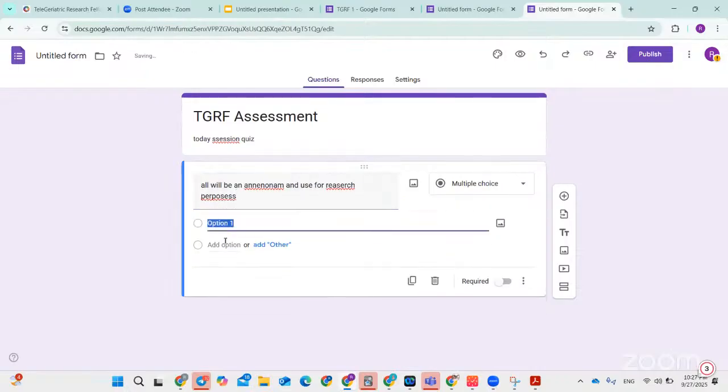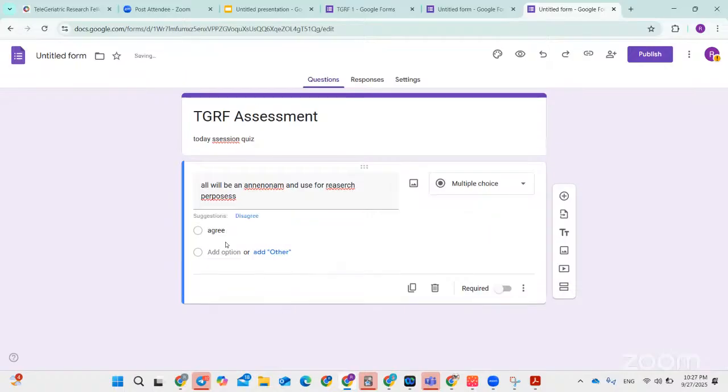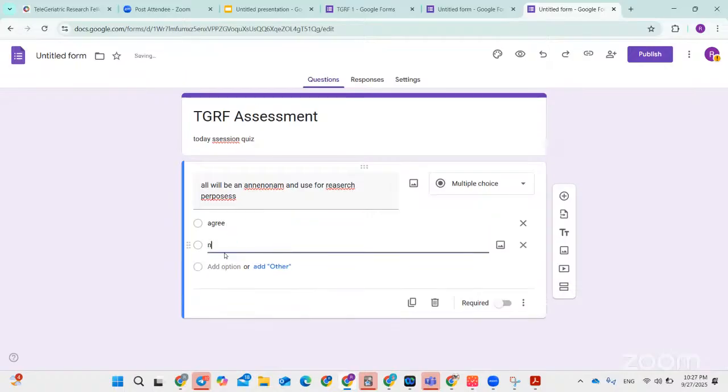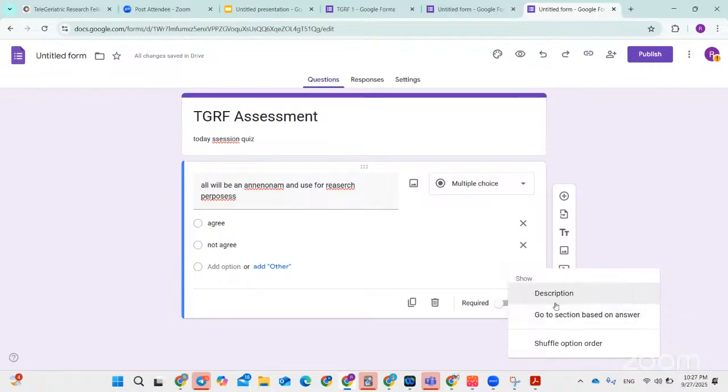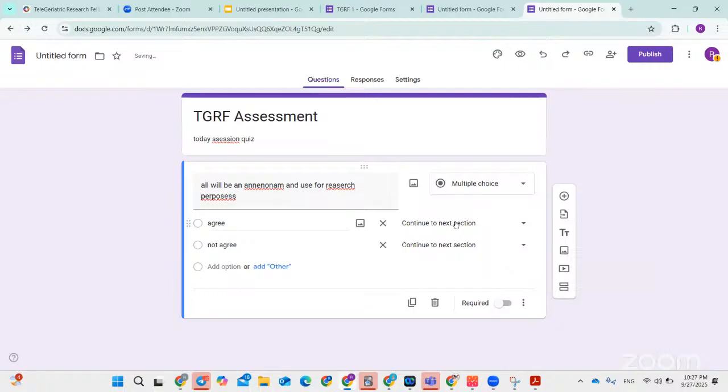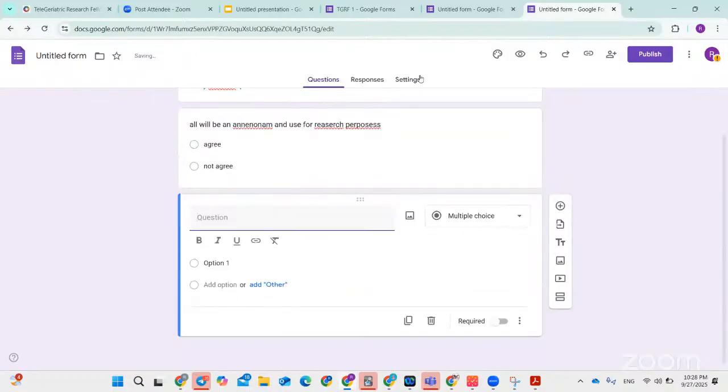Then you can add agree or not agree. Sorry for the mistake, I'm writing fast. Then you can add a description and go to section. For example, when they choose agree they continue to the next section, but when they choose don't agree they go to submit the form, because you didn't want their response. So anyone who chooses not agree will automatically go to the submission section.